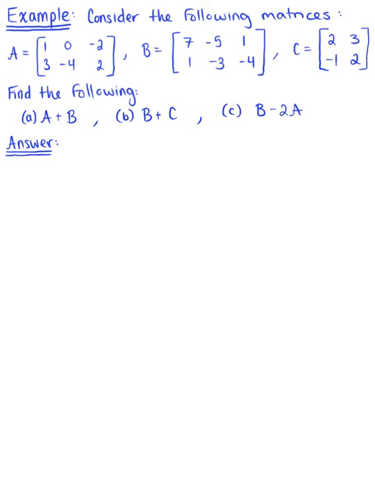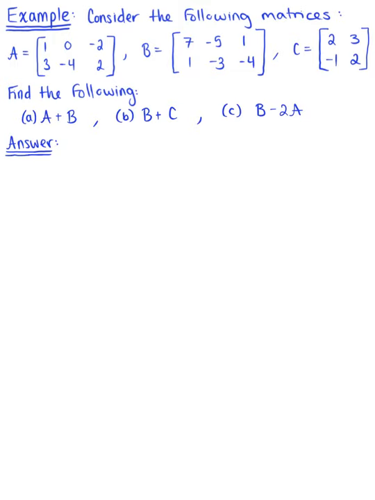So in this example, we are considering three matrices. We have matrix A, matrix B, and matrix C. And we're asked to find the following. In part A, we want to find matrix A plus matrix B. In part B, we want to find the sum of matrix B and matrix C. And then in part C, we want to find matrix B minus 2 times matrix A.